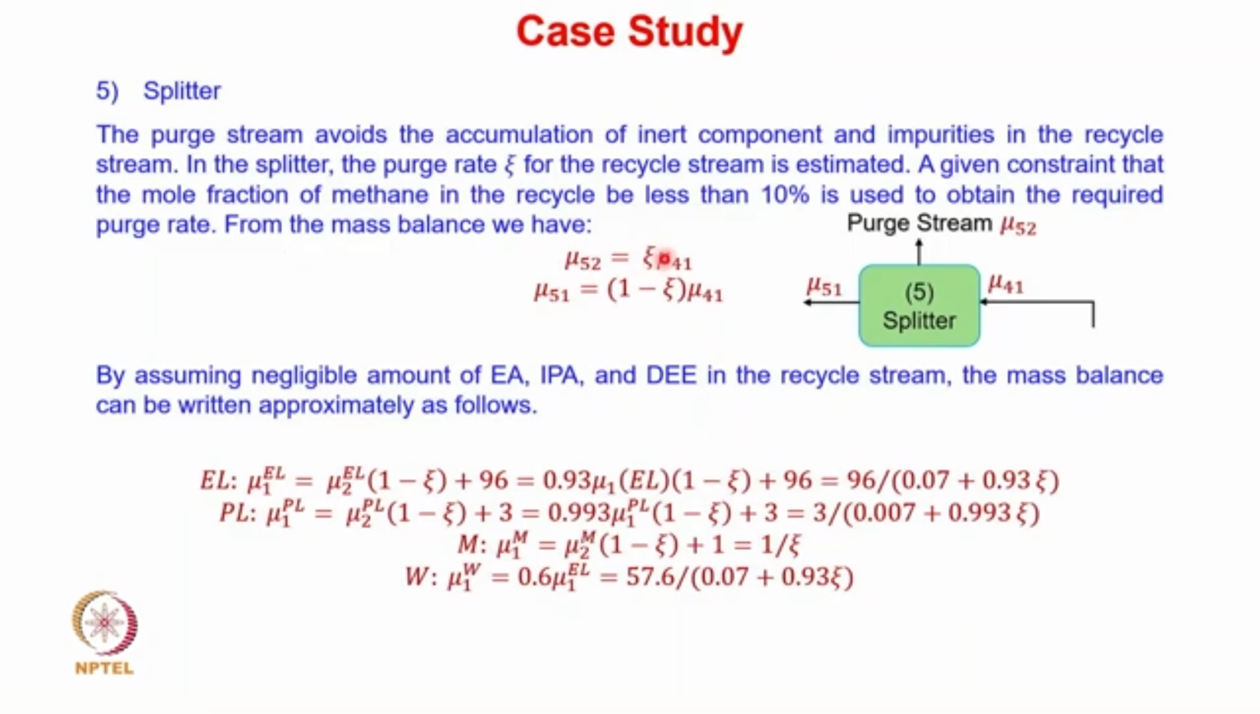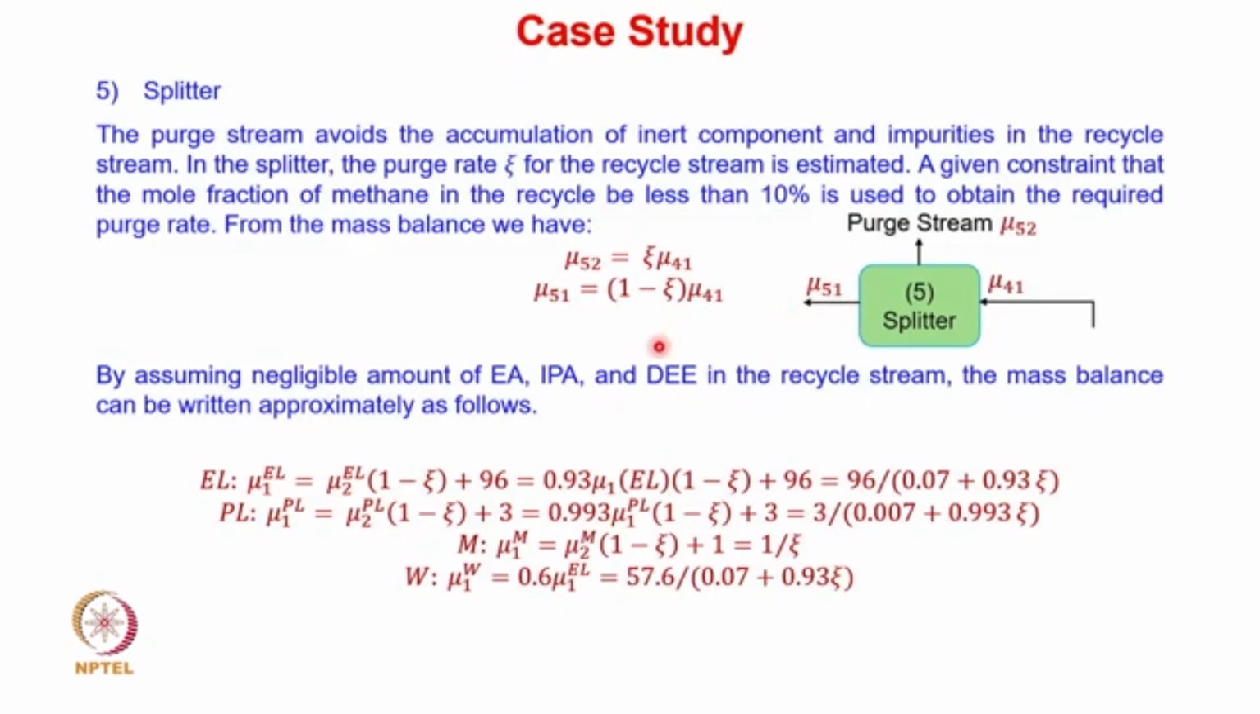So in this case, this purge rate is given by zeta. You can see that mu 52, which is nothing but the stream coming out from the splitter as purge, will be given as zeta into mu 41. So zeta here is nothing but the purge rate. So mu 52 is the molar flow rate of the purge stream, given as zeta into mu 41, whereas the recycle stream is mu 51, which is given as 1 minus zeta into mu 41. Whatever is remaining will be recycled back.